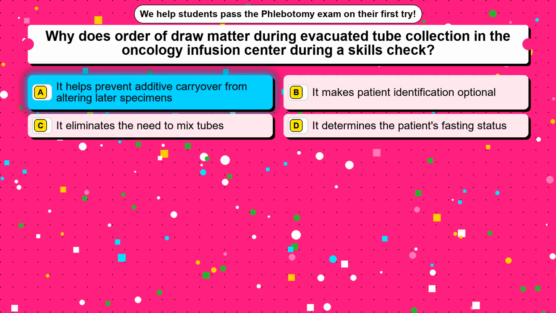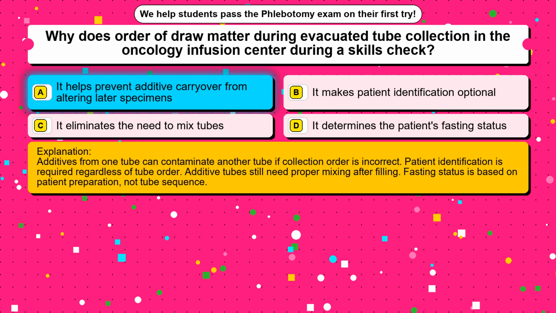The correct answer is option A. It helps prevent additive carryover from altering later specimens. Additives from one tube can contaminate another tube if collection order is incorrect. Patient identification is required regardless of tube order. Additive tubes still need proper mixing after filling. Fasting status is based on patient preparation, not tube sequence.